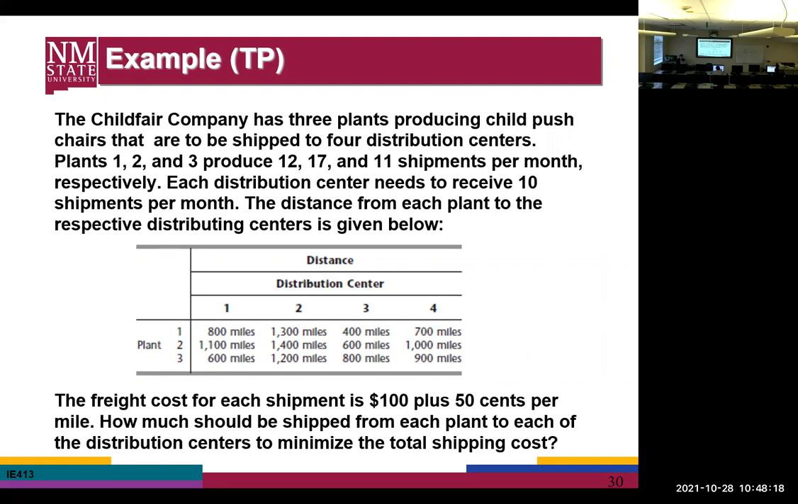And I do recommend you construct the appropriate parameter table. Okay. So let me give you 1 or 2 minutes. Why don't you construct the parameter table for the transportation problem?